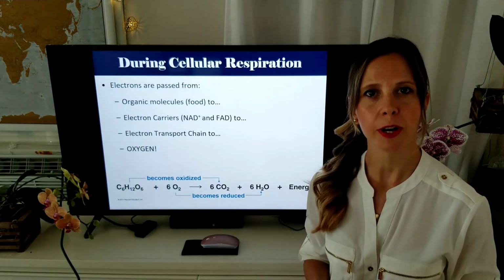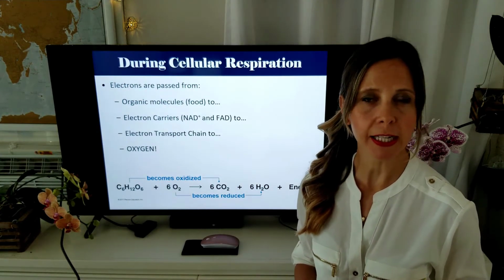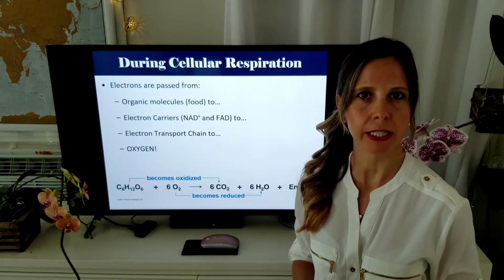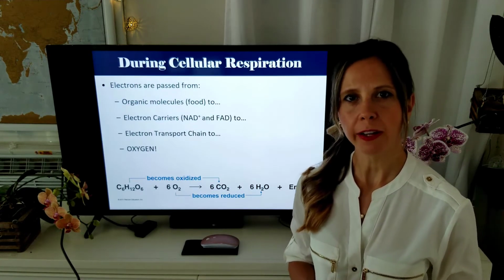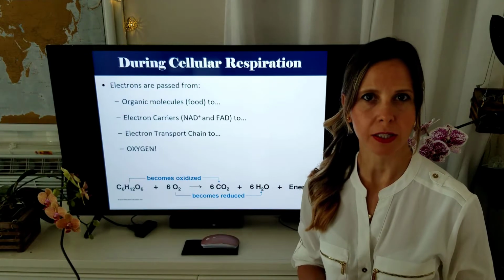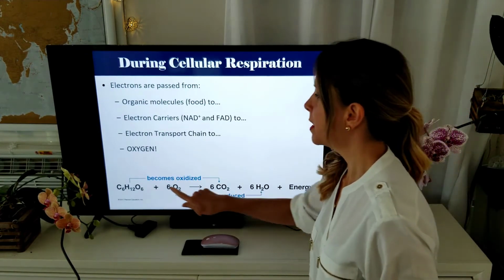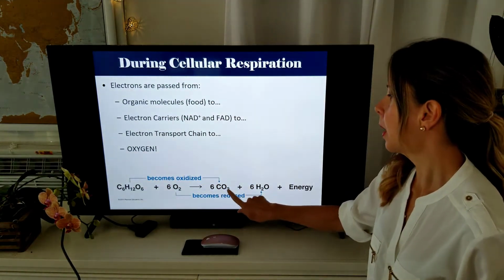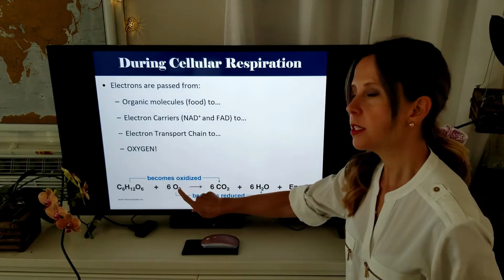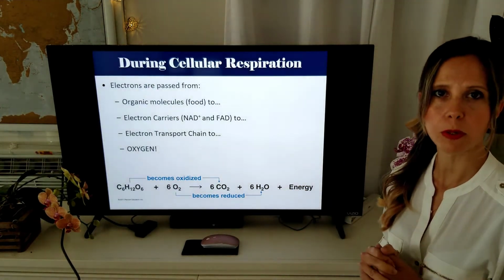During aerobic respiration, electrons are passed from organic molecules to electron carriers, namely NAD+ and FAD, onto the electron transport chain, and then finally onto the final electron acceptor, which is oxygen. If we have a look at the overall reaction of aerobic respiration, we see that glucose becomes oxidized, losing electrons to form carbon dioxide. Oxygen, on the other hand, is reduced, so it gains electrons and forms water.